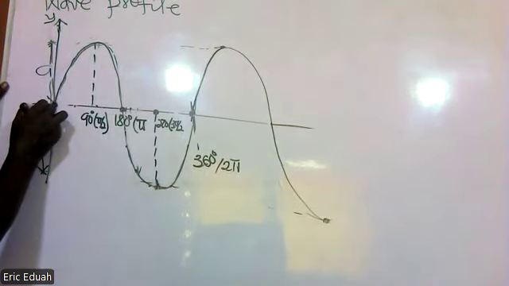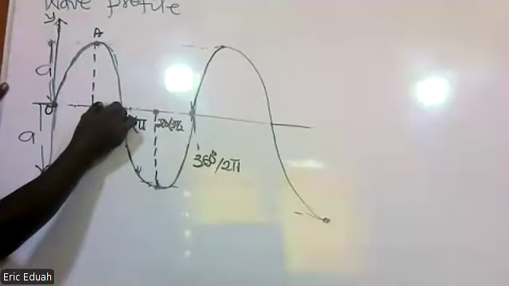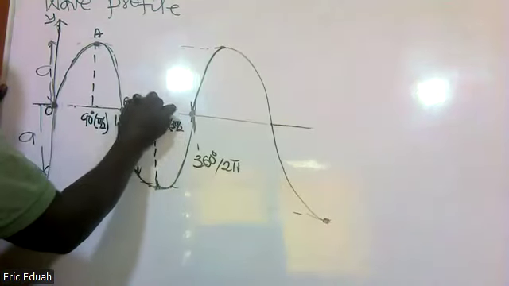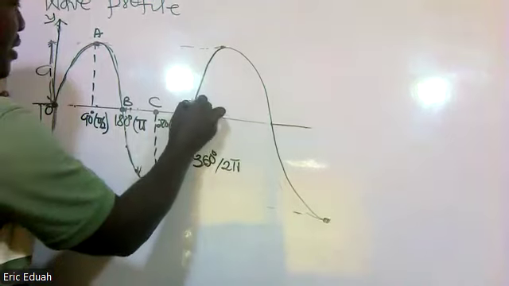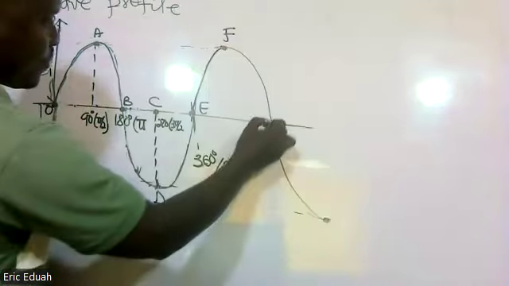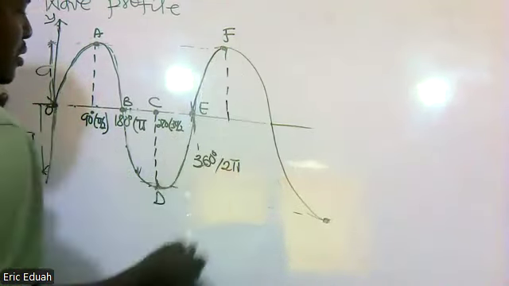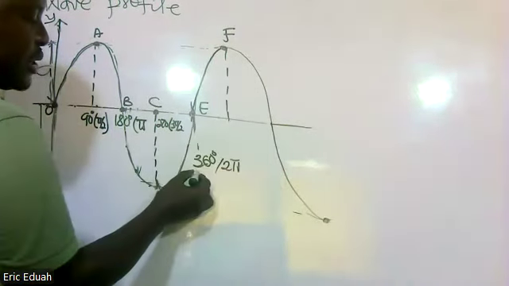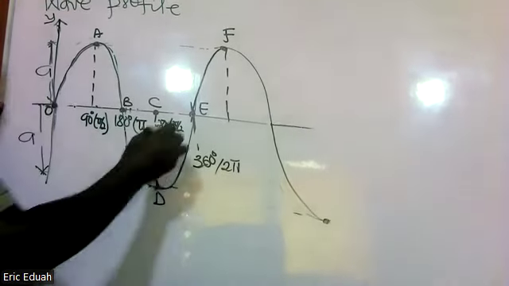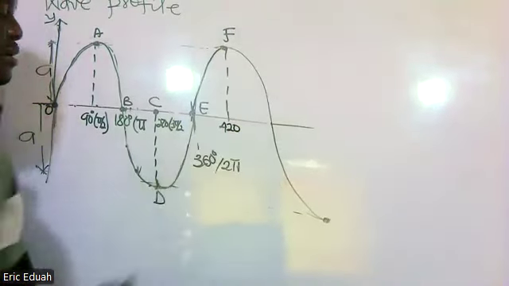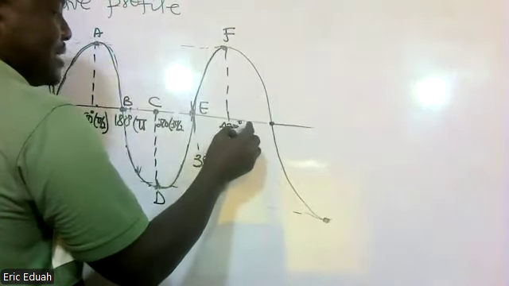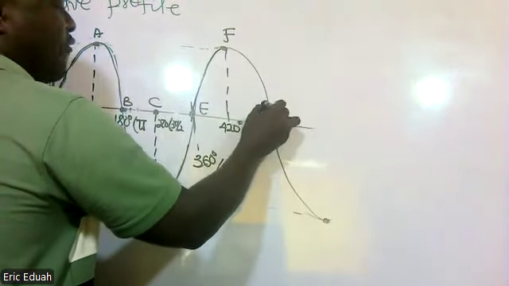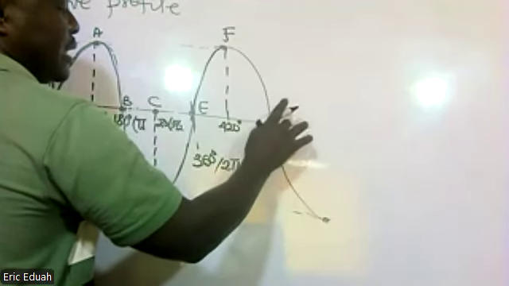I have points O, A, B, C, D, E, F. This is 360 plus 90, 420, or this is another 90. So 510. Correct?